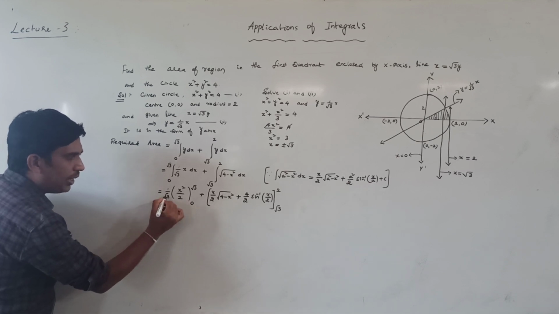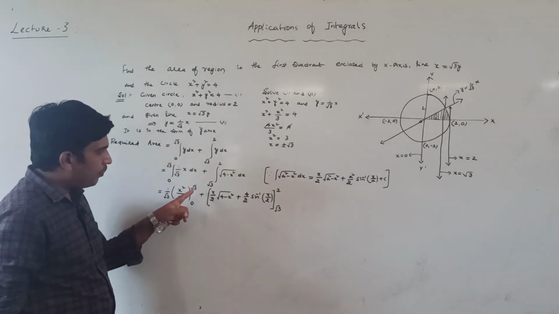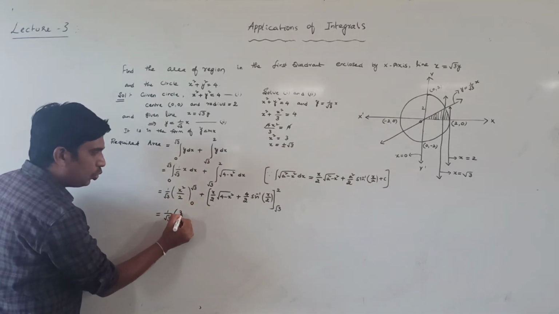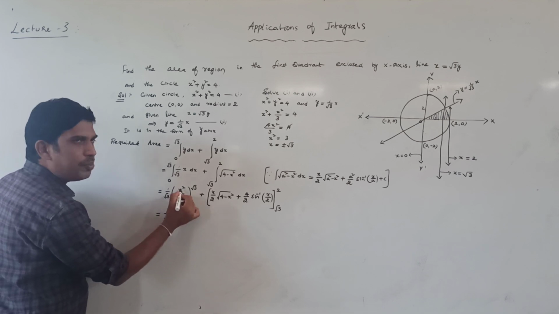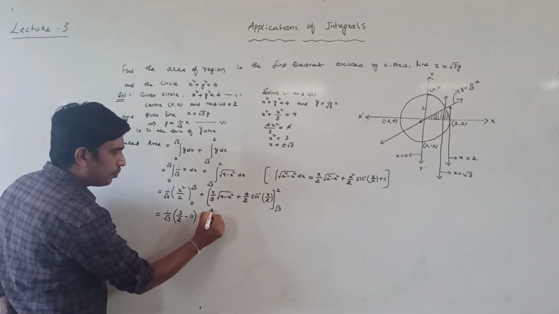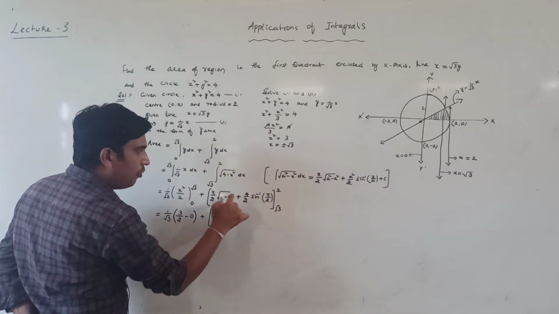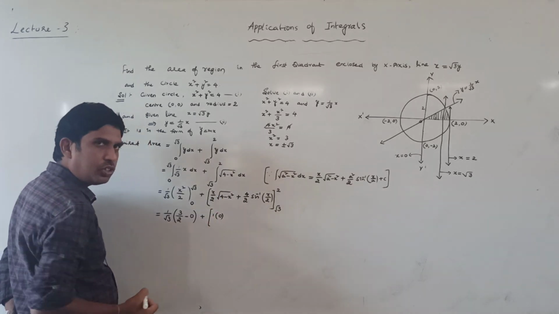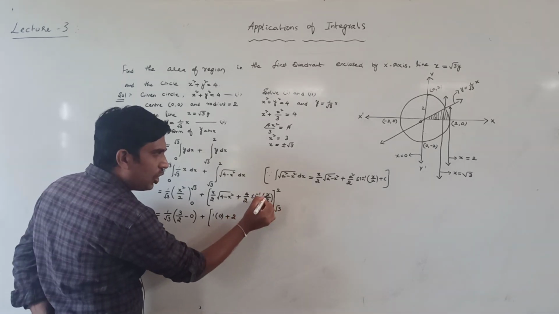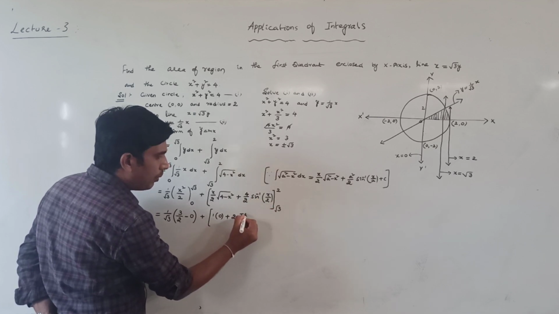1 by root 3, only. Now upper limit, substitute root 3 square, nothing but 3 by 2, minus lower limit 0 by 2, nothing but 0 only. Plus here upper limit, substitute 2 by 2 into root 4 minus 2 square, that is 0, plus 4 by 2 sin inverse of 2 by 2, nothing but 1. Sin inverse 1 is nothing but pi by 2.